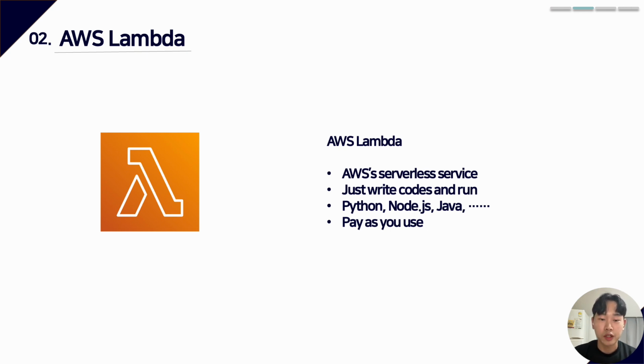One of the key advantages of Lambda is that it charges based on the execution time, and it bills you in 1 millisecond increments. This means you only pay for the resources you actually use, making it a cost-efficient option for running code in the cloud.